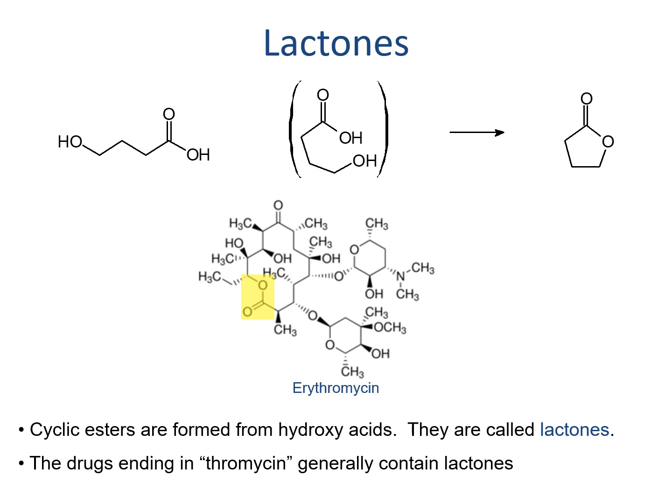Some esters are also formed from an alcohol and an acid that are on the same molecule, a hydroxy acid. These cyclic esters are called lactones. The thromycin antibiotic drugs, all the ones that end in thromycin, are all some sort of lactone. You can see the ester in the lactone erythromycin highlighted in yellow on the structure shown.